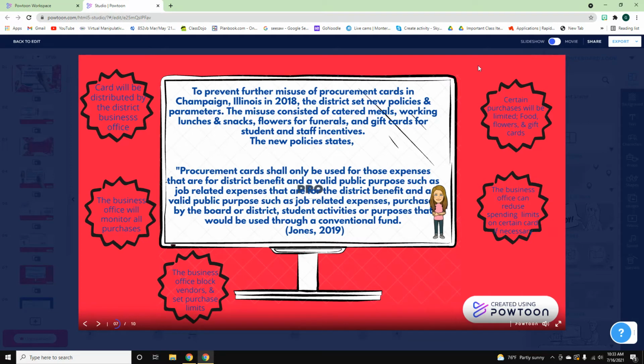Some of the requirements are that a card will be distributed by the district business office, and the business office will monitor all the purchases. The business office has the right to block vendors and set purchase limits. Certain purchases will be limited for food, flowers, and gift cards, and the business office can reduce spending limits on certain cards if necessary.